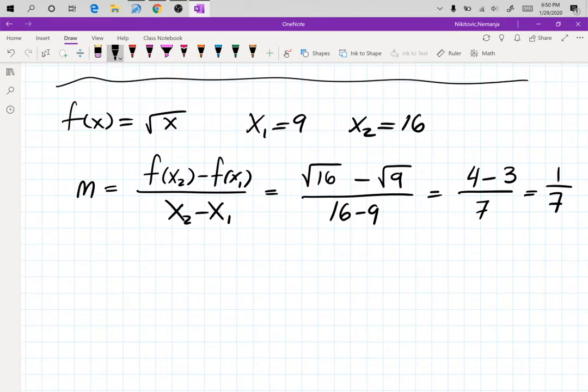Perfect. So as x changed from 9 to 16, the y changed just a little tiny bit, right? Just 1 over 7, right? It's a seventh of one unit. It's a 49 times difference in change, from 7 to 1 over 7. And that's that.